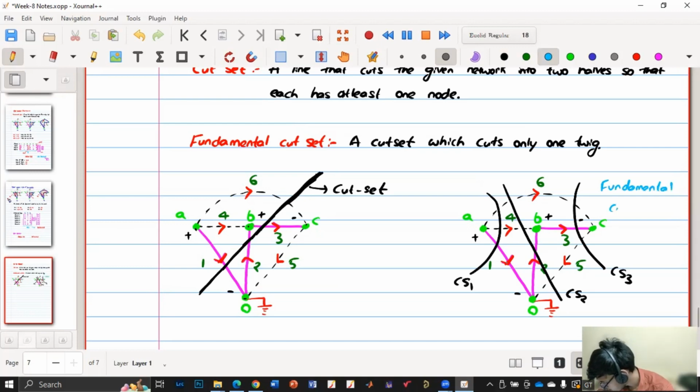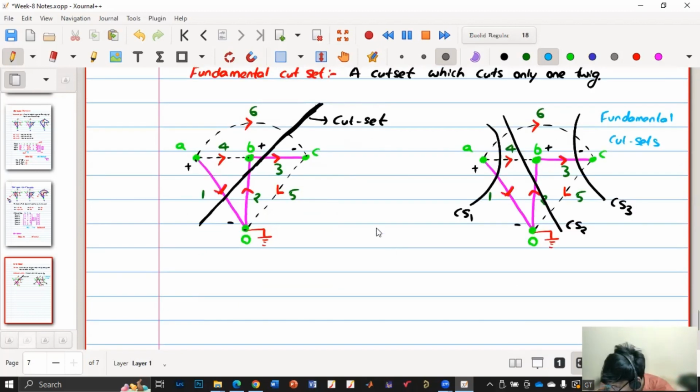Fundamental cut sets. How many cut sets will there be? It will depend on the number of twigs. If there are three twigs, we'll have three cut sets. If we had t twigs, then we'll have t cut sets. So the number of cut sets is equal to the number of twigs.